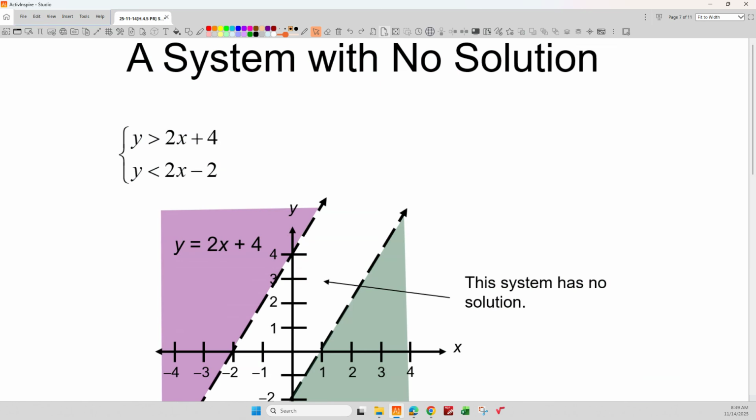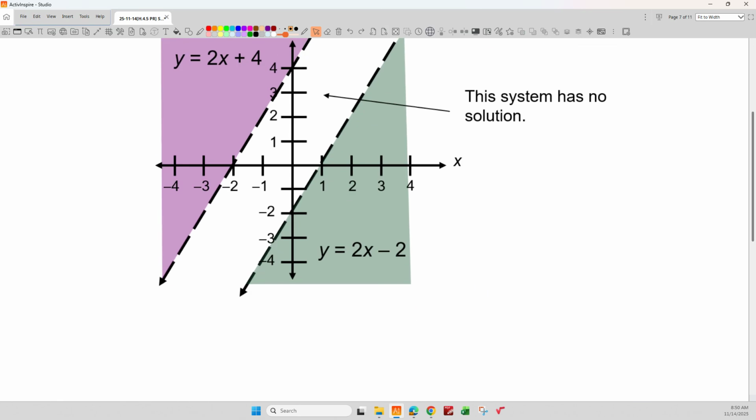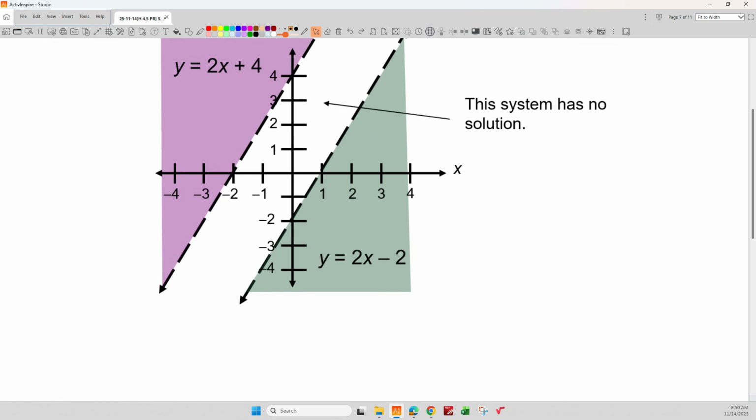Okay, we could end up with something, just so you're aware, we could end up with two inequalities that never overlap, in which case there's no solution, right? There's no intersection of the regions, and so that would be a case where no solution.